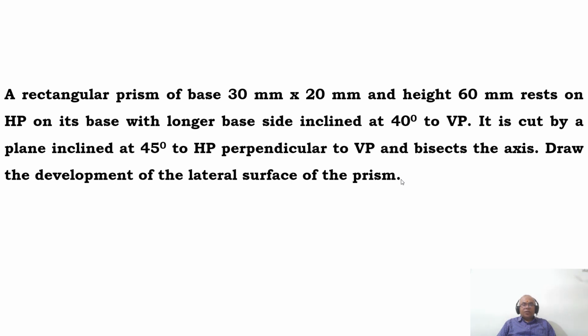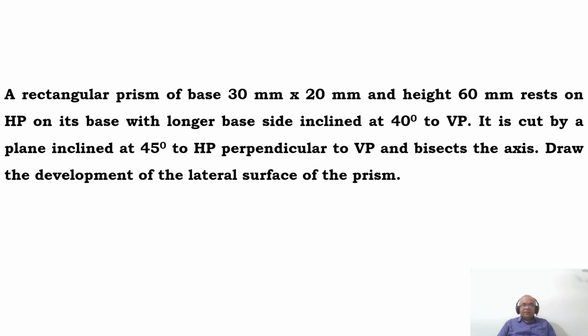First, we should understand what the lateral surface is. The lateral surface is the one which is perpendicular to HP. The surface which is perpendicular to HP is always called the lateral surface. So first, I need to consider a rectangular prism.